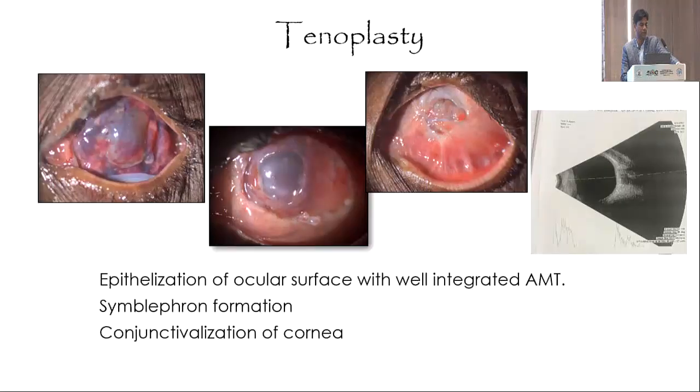So this was the result. You can see the first post-op day picture. It is a swollen amniotic membrane.